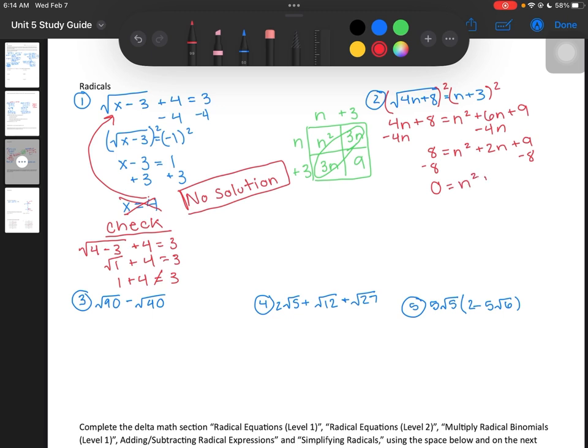Now I have my quadratic equal to 0. And I need to factor. So if you use the box method of factoring, let's go ahead and create a box again. So n squared and then 1. So I'm looking for two numbers that multiply to 1 and add to 2. And we only have one combination because the only numbers that multiply to 1 are 1 and 1. So we have 1n and 1n. So that means our outside is going to be n plus 1, n plus 1.